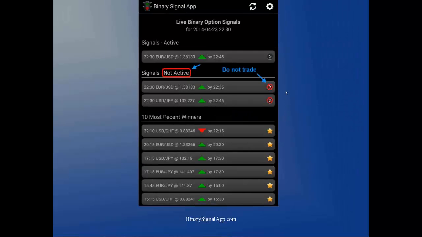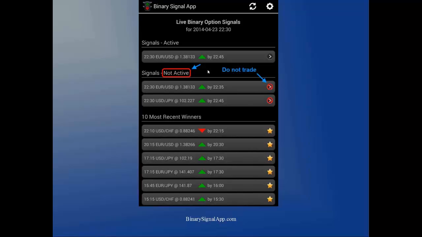Now, what happens after the trade is active, then sometimes the trades will move down to this section here called not active. And when it goes to not active, you notice that this icon up here where you can see the trade detail turns to kind of like a no smoking sign, and that tells you do not take the trade anymore. Now, what causes a signal to go from active to not active?